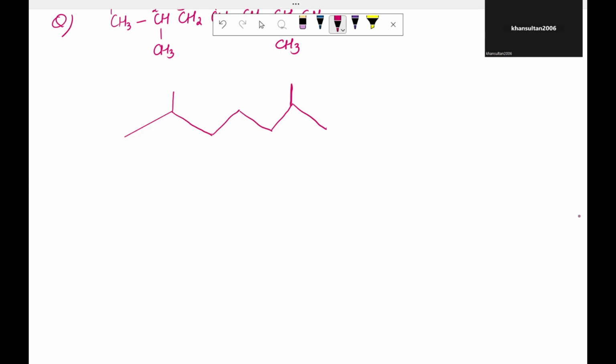Now let's discuss prefixes, because now we are going to start with the naming. We are going to start with the naming of organic compounds.